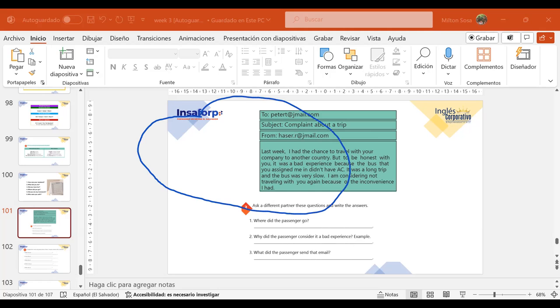En base a esta información, it says, ask a different partner these questions and write the answer. Pero ustedes no se lo van a preguntar. Van a escribir la respuesta directamente. Where did the passenger go? Why did the passenger consider it a bad experience? And the last one. What did the passenger say? Send that email. So, three different questions that we need to answer en base to this information. Okay? Can you do it in this moment, please? Me escriben las respuestas en el chat box. Number one, first answer. Number two, this answer. Number three, this answer. Okay?